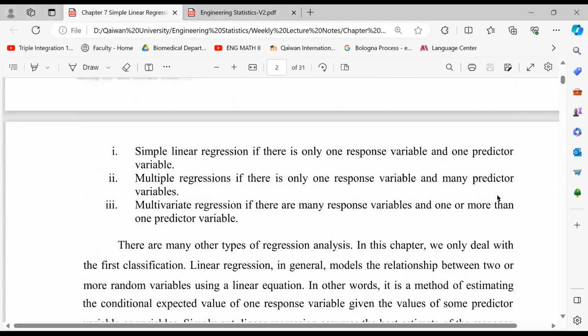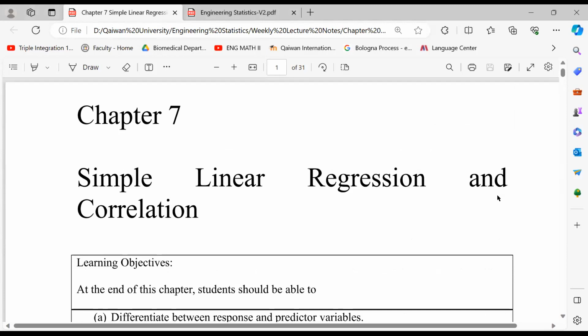Hello, dear students. We now have the last chapter for this semester, which is about simple linear regression and correlation. Through this chapter, we talk about three topics. First, we talk about the simple linear regression equation.